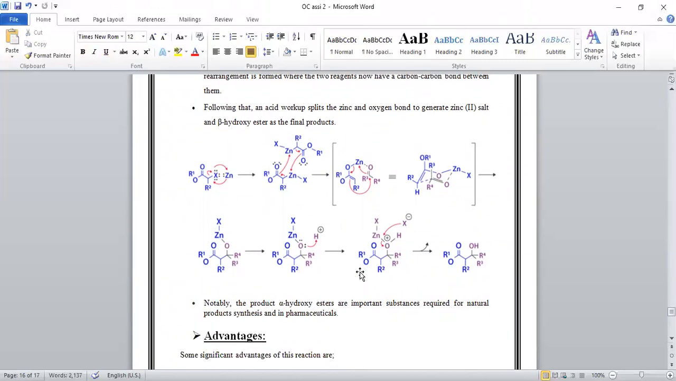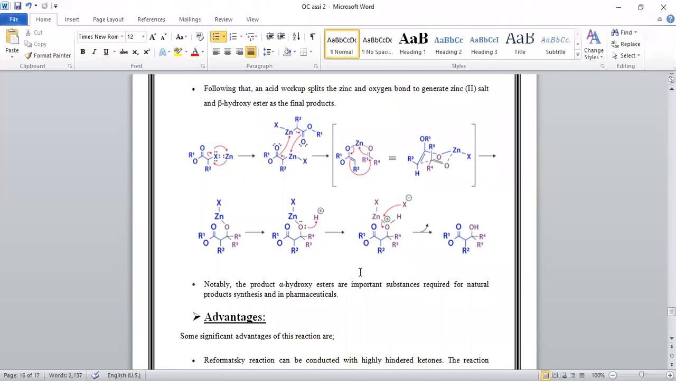Notably, the product beta hydroxyesters are important substances required for natural product synthesis and in pharmaceuticals.